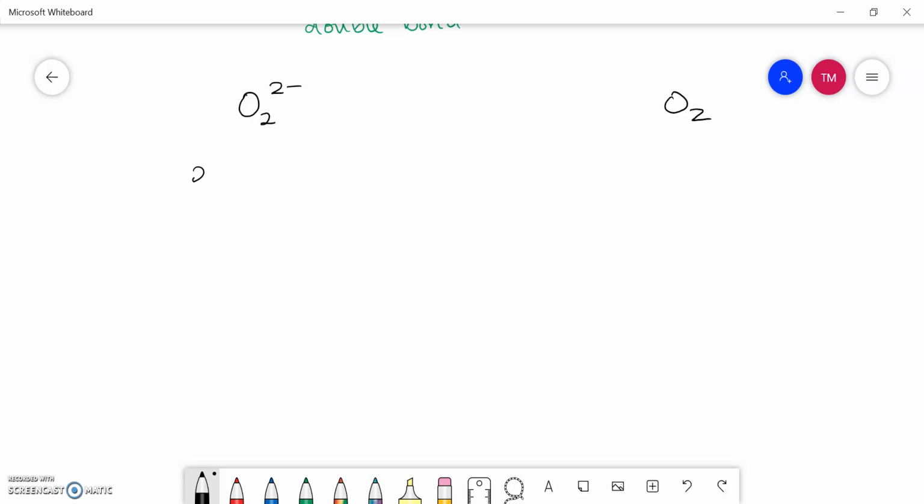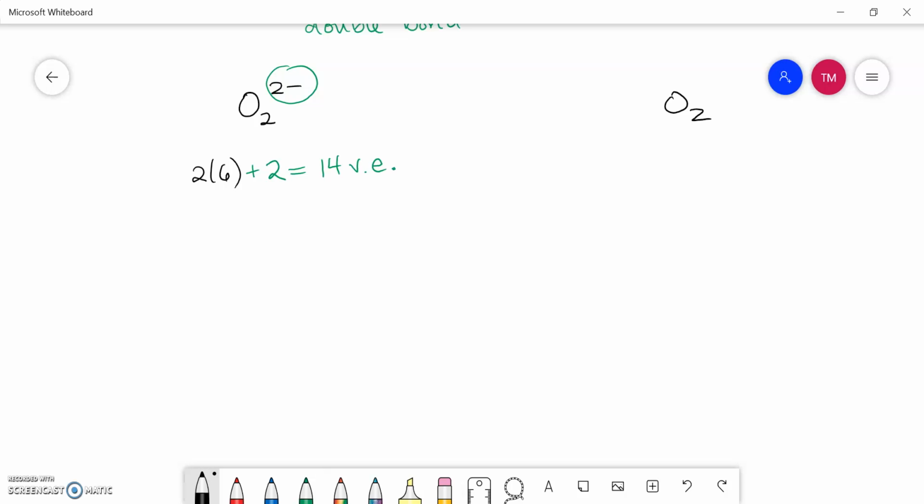So we have 2 oxygens. They're each in group 6, so that's 2 times 6. Now what about this -2 charge? Okay, minus charge means it's gained electrons. So in this case, we're going to be adding 2 extra electrons to give us a total of 14 valence electrons in this structure.